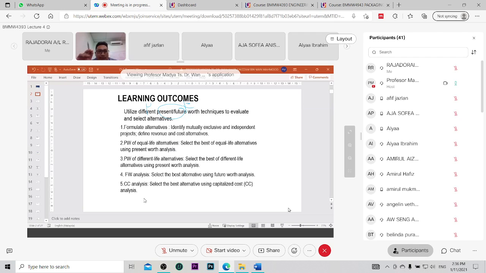Try to formulate the alternatives. I mean, choose the best option from several options. So this is a critical analysis where you have to decide. I mean, the best practice for cost.